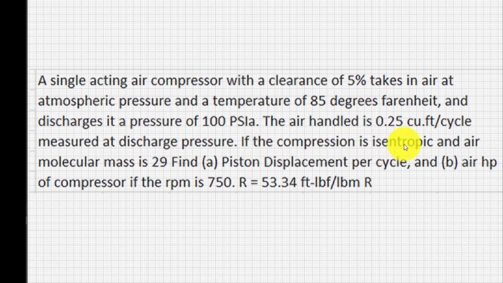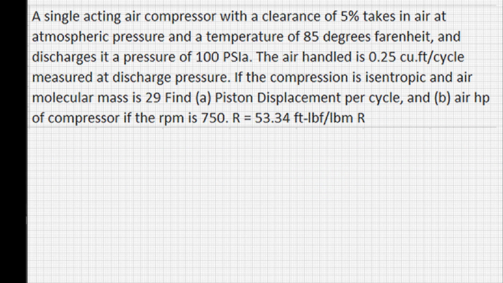Now, if the compression is isentropic and air molecular mass is 29, find the piston displacement per cycle, air horsepower of the compressor, and if the RPM is 750 and we have the value of R of the air, which is 53.34, that will be foot-pound force per pound mass degree Rankine.